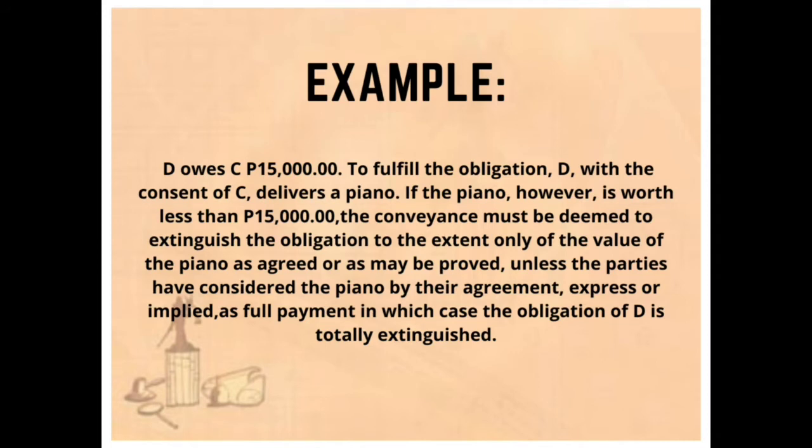So, here is an example. D owes C 15,000 pesos. To fulfill the obligation, D, with the consent of C, delivers a piano. If the piano, however, is worth less than 15,000, the conveyance must be deemed to extinguish the obligation to the extent only of the value of the piano as agreed or as may be proved, unless the parties have considered the piano by their agreement, expressed or implied, as full payment, in which case the obligation of D is totally extinguished. So, sa example na to, si D nga may utang na 15,000 kay C.